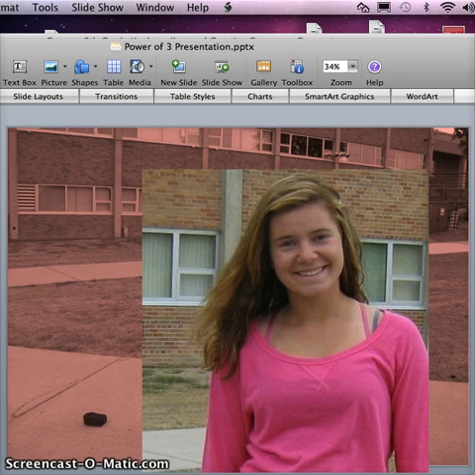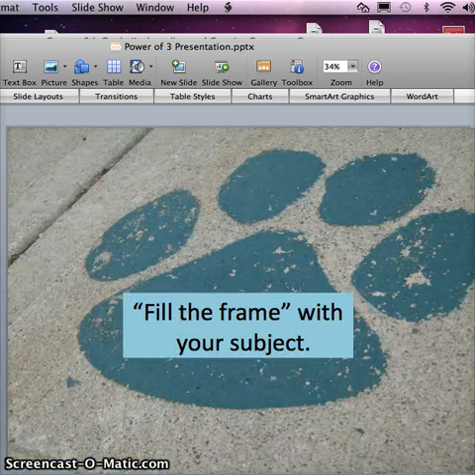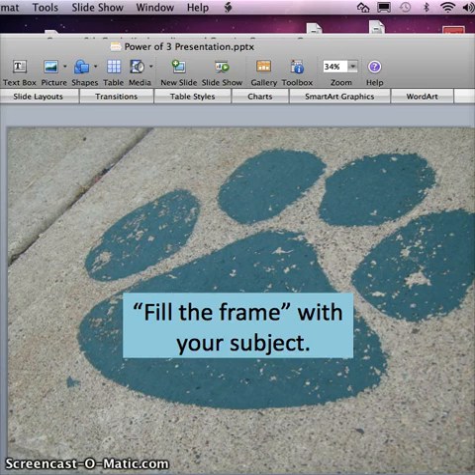So cropping is where you take out part of the image to emphasize your subject. And when you crop a photo, I would recommend keeping the rule of thirds in mind when you do that. And also finally, remember to fill the frame with your subject. That's something we talked about last time.